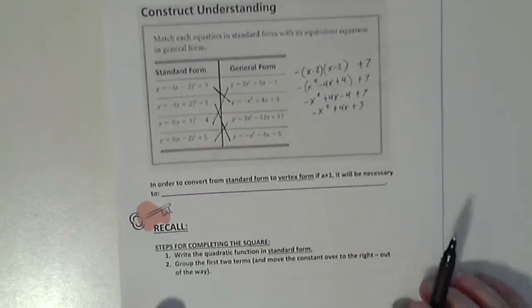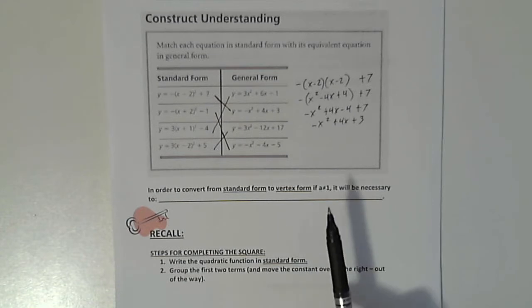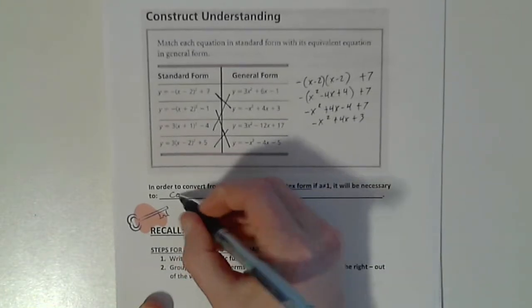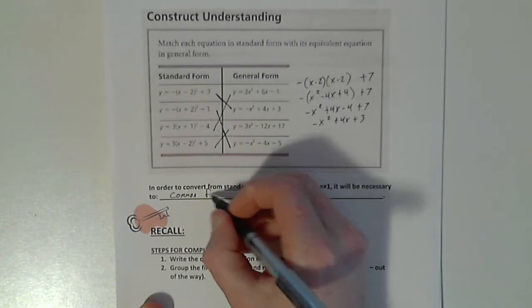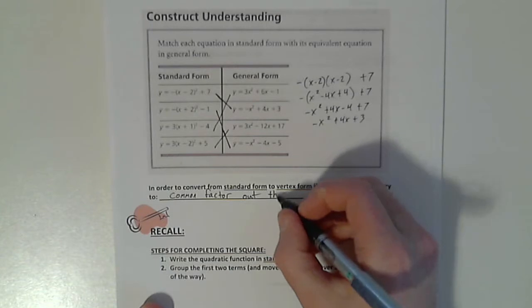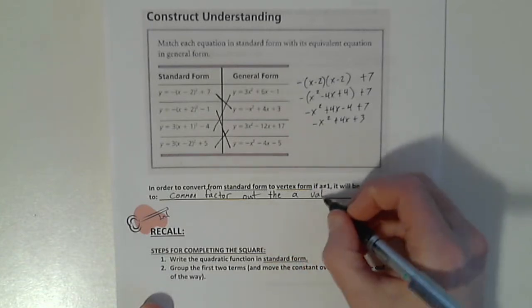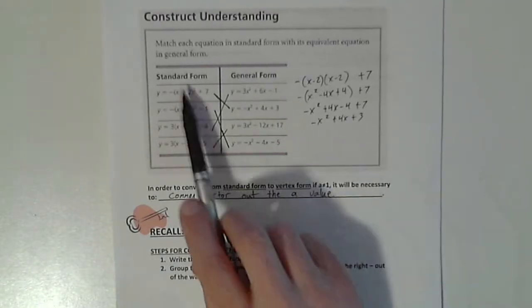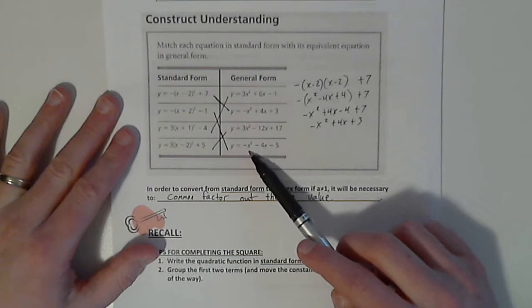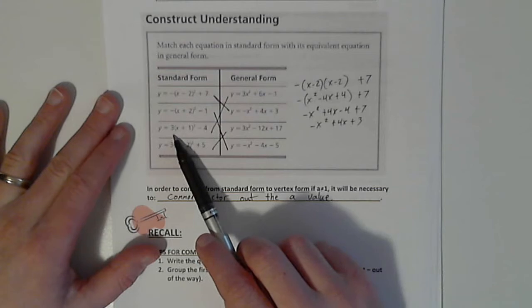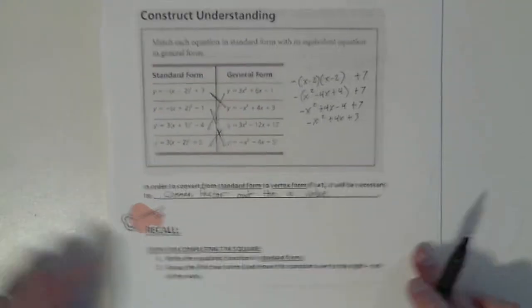Okay, in order to convert from standard form to vertex form, if a is not equal to 1, the very first thing that we need to do is common factor out the a value. So every time you have an a that's not 1, which is the case for all of these, you're going to be common factoring out the 3 or the -1 into the front, just like you see it here. That's always going to be our first step.